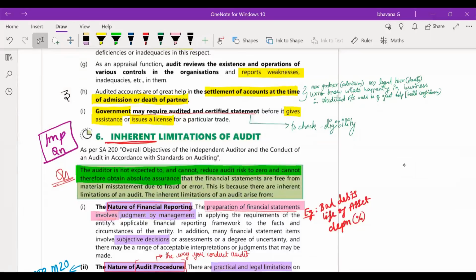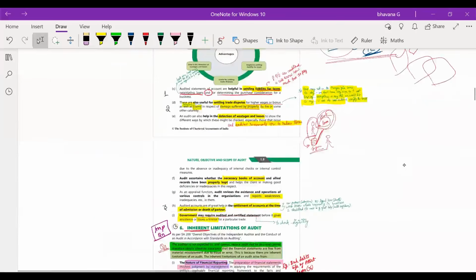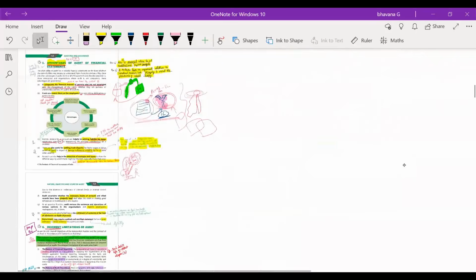Okay. Yes. So the last thing is that sometimes the government will ask you for audited and certified statements. There are a few types of licenses which, if you want to take, you need to have your financial statements audited. So in such a case also, it will help you to take a license. Okay. So are all these points clear? Why you need to actually audit your financial statements?